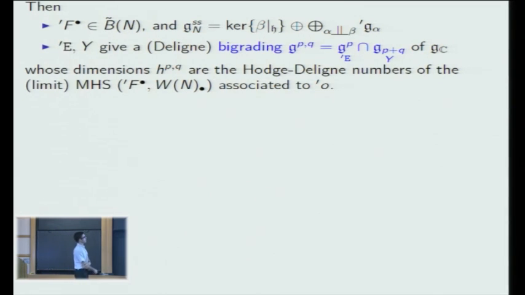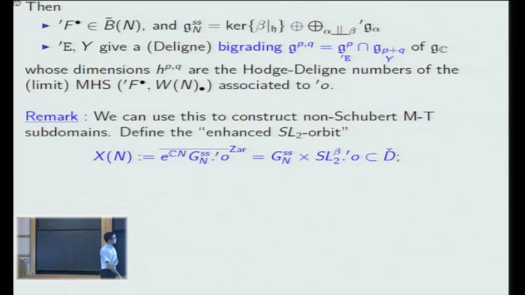And if you set things up the way we do in our paper, which involves a strong arithmetic assumption on D, then it's actually Q-split. So we can use this to construct non-Schubert Mumford-Tate subdomains in the following way. Basically you have orbits taking place in the boundary, and then I'm going to orbit them into the period domain by an SL2 or a product of SL2s. So here there's just going to be one SL2, and this is what the picture looks like.